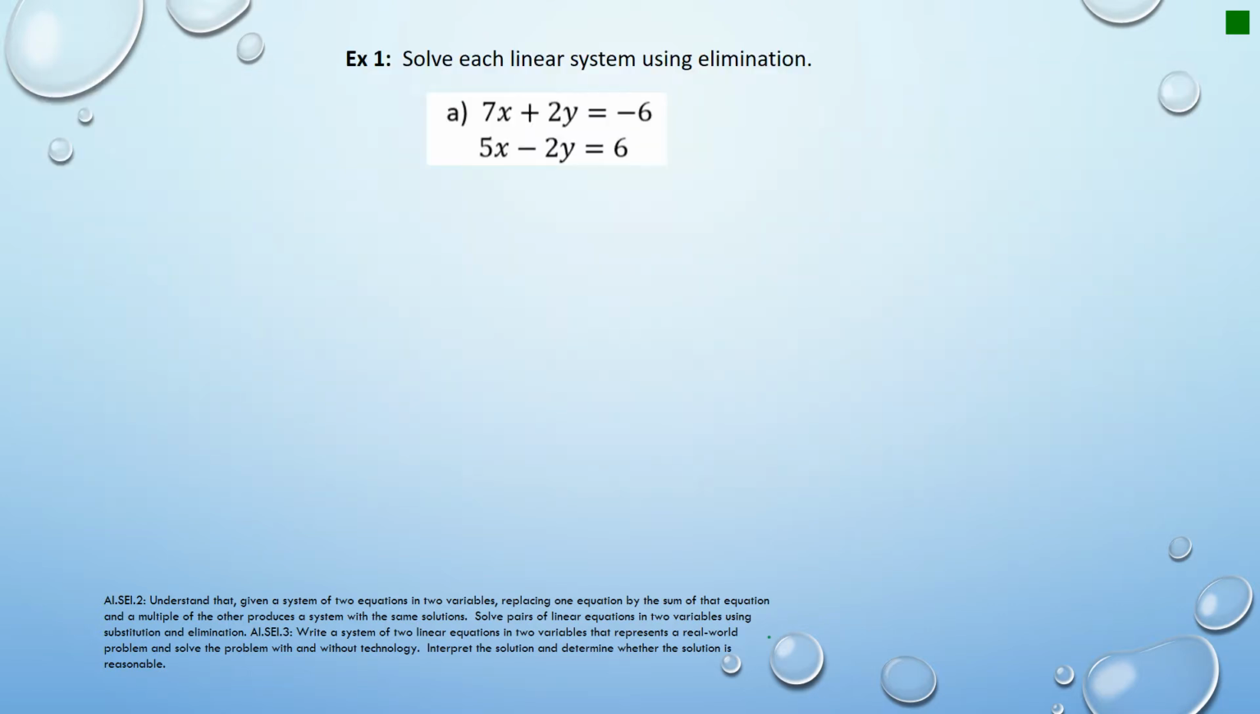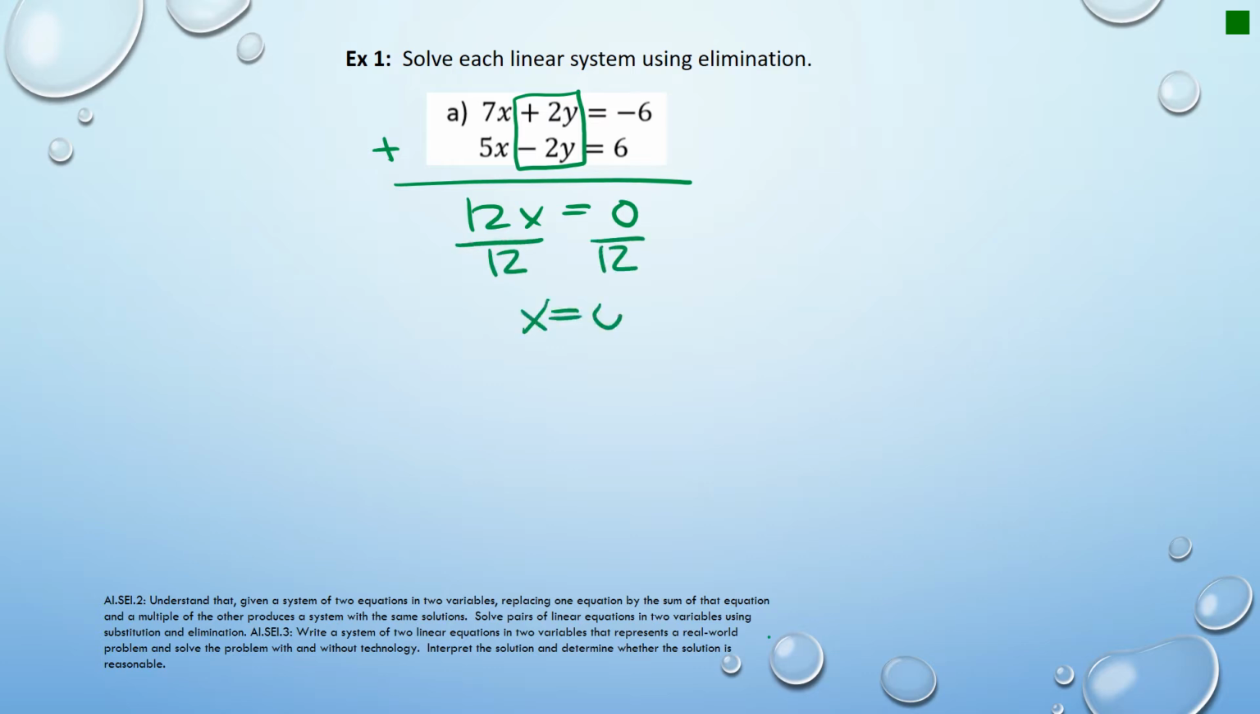So if you look, x, y, equal, number, woohoo! Oh, look, on this one, though, we actually do have opposites right there. So we can just add them up. We get 12x equals 0. Remember, that's not no solution because there is an x left. We divide by 12 and we find out x is 0.